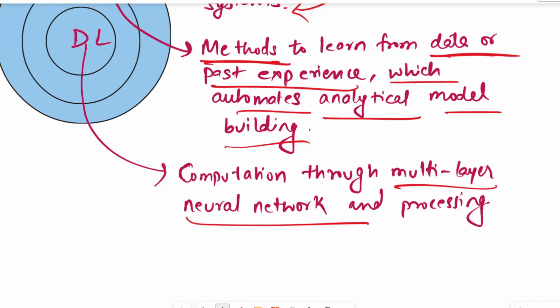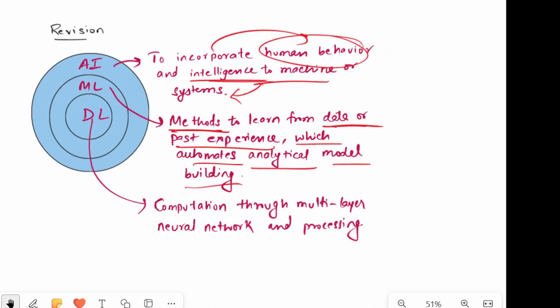These neurons can learn and process vast amounts of complex data such as images, sound, and text with a high degree of accuracy. This enables deep learning to handle tasks that are too complex for traditional machine learning, for example, image recognition or natural language processing. I hope till here you have understood everything.